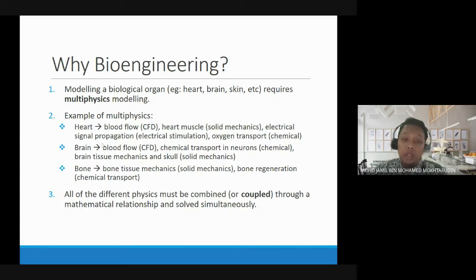And in our bone, for example, we also have solid mechanics, and sometimes our bone can regenerate, especially after it is broken or cracked. So we can use the chemical transport equation. All of these different models must be combined and solved simultaneously. So we can no longer solve these models by hand. We need to use software to solve this because it is complicated and requires solving simultaneously.